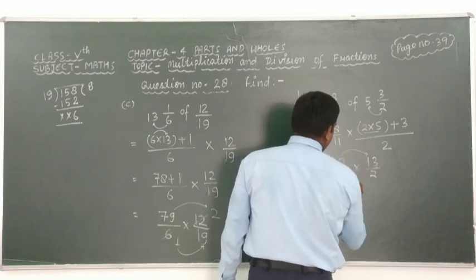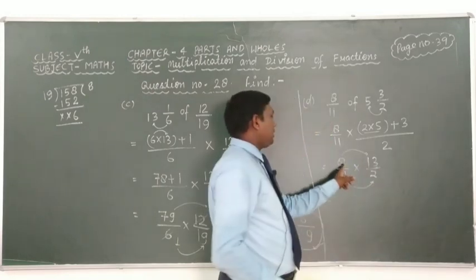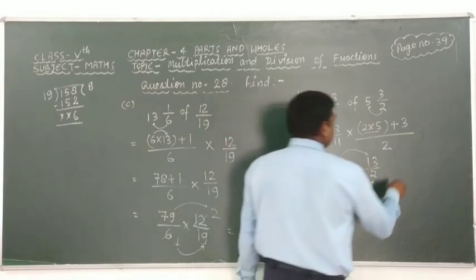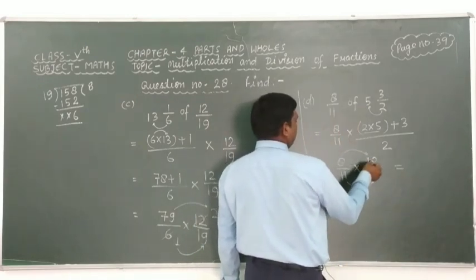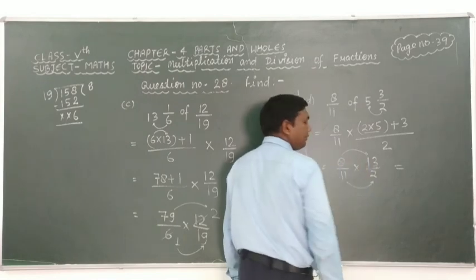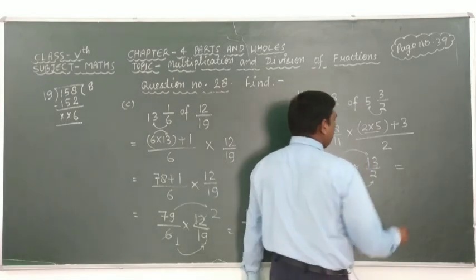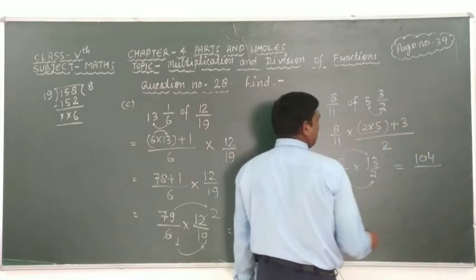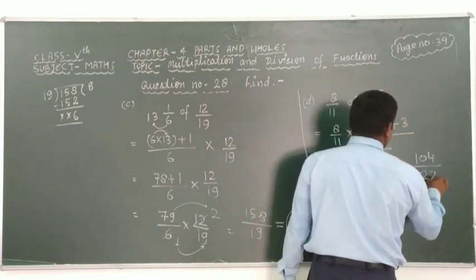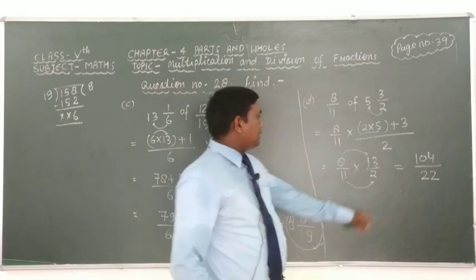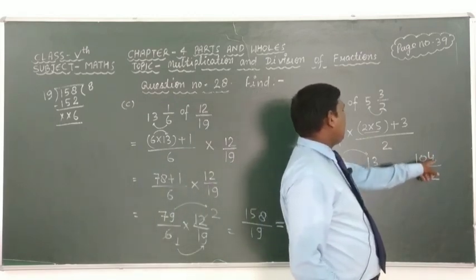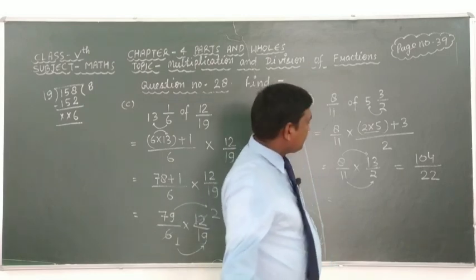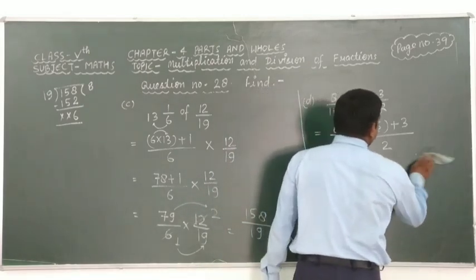Here we can take the multiplication of numerator to numerator and denominator to denominator. After multiplying these, here we get 13 eights are 104 over 11 twos are 22. Okay students, here we get 104 over 22. Listen, look at here carefully.